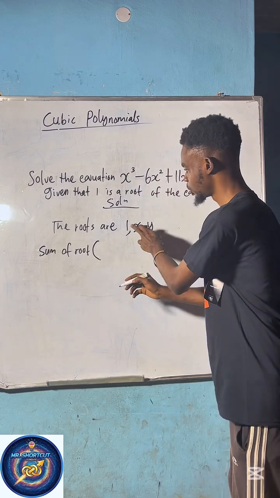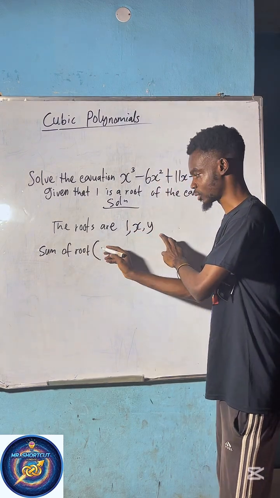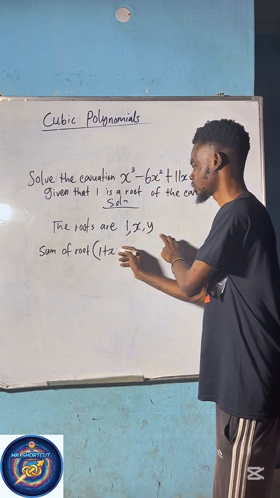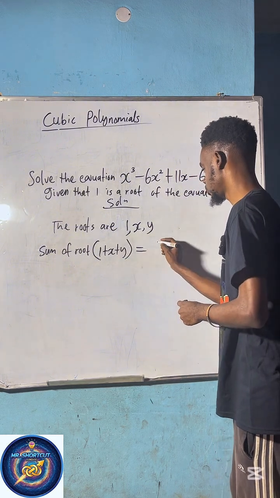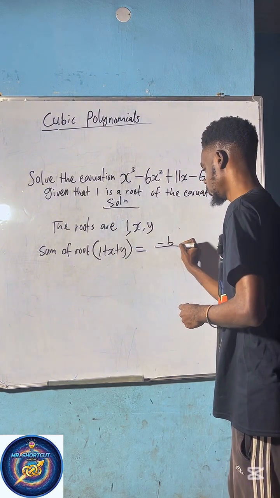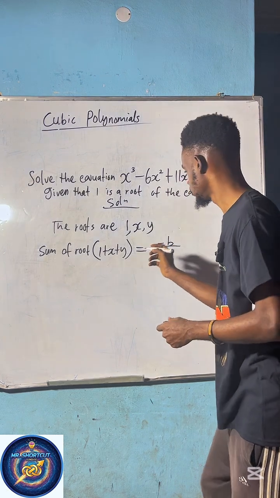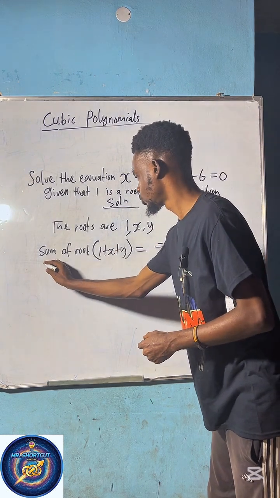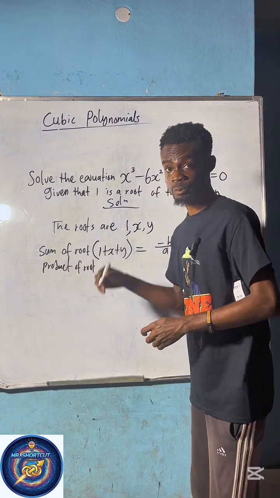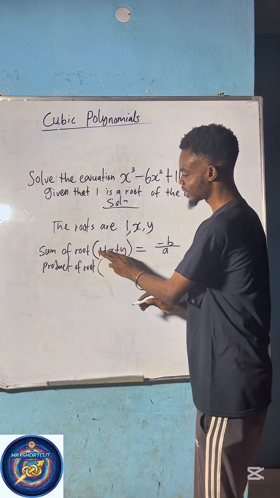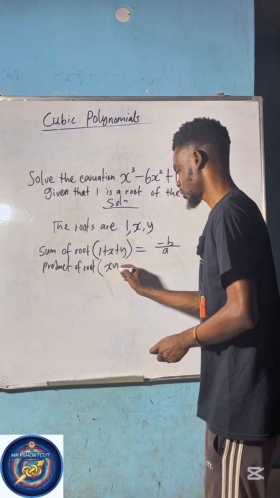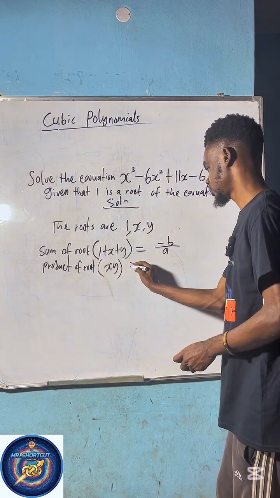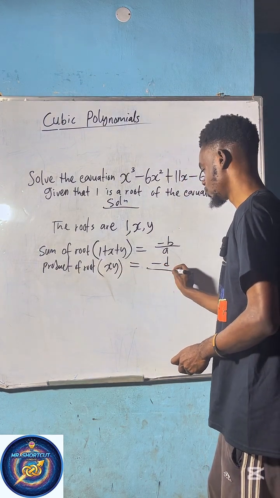The sum of roots is simply 1 plus x plus y, and the formula for the sum of roots is minus b over a, which we had. Then for the product of roots, the product is simply 1 times x times y, which is xy, and the formula for it is minus d over a.